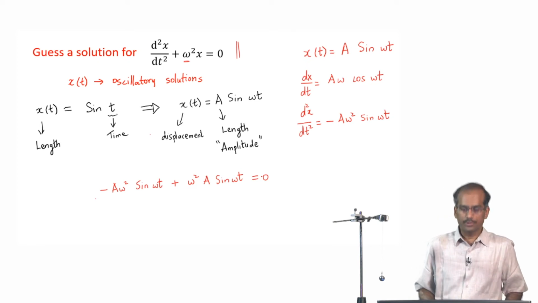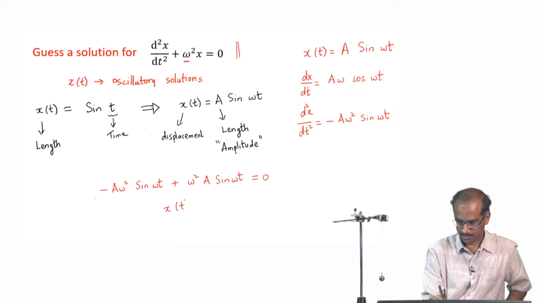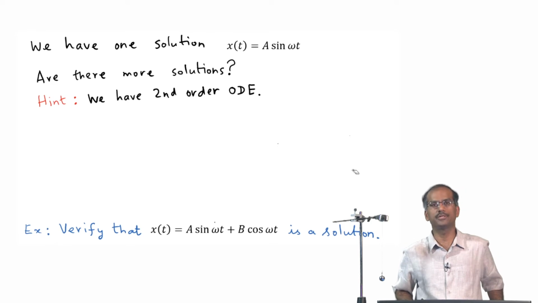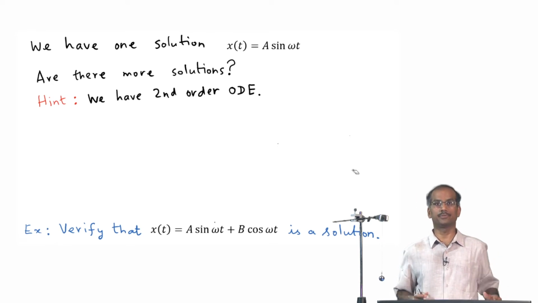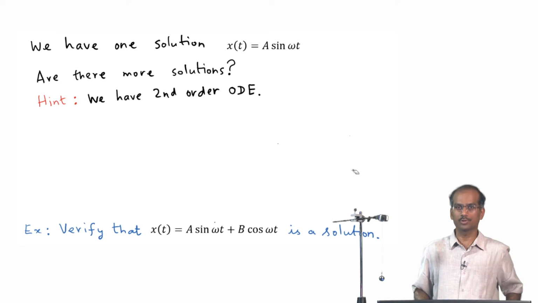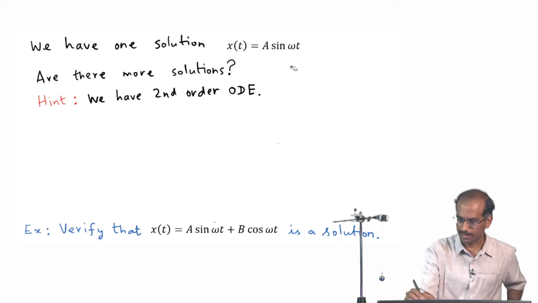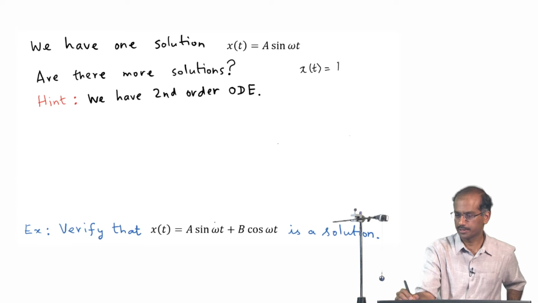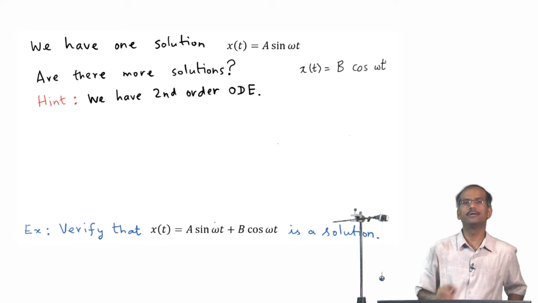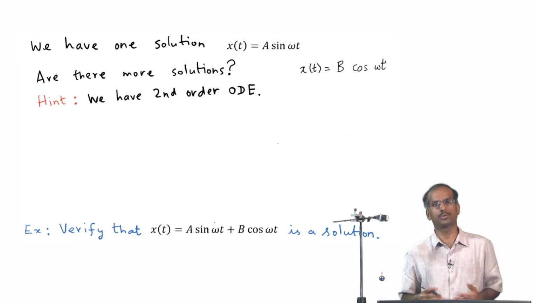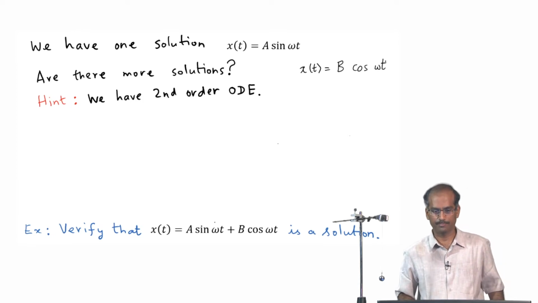So, we have discovered one solution for our differential equation, x of t is A sin omega t. The question is, are there other possible solutions? Without even much thinking, I could say that maybe the cosine function is also a possible solution. So, by the same argument I could have written down that x of t equal to, let us say, some B cos omega t could have been a possible solution, and in fact you can verify that B cos omega t is another possible solution as well.